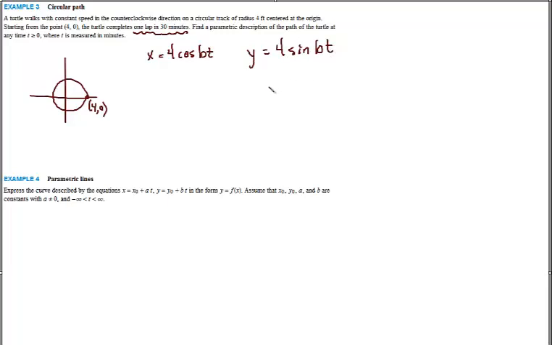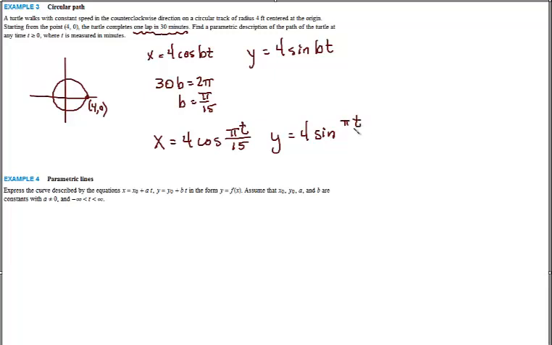Now let's note that when t is 30, here is where t starts off when t is 0, and when t is 30 we want to be back around at the beginning. So that means 30 times b must equal 2 pi. And this just yields b is pi over 15. This gives us our parametric equations: x equals 4 cosine of pi t over 15, and y equals 4 sine of pi t over 15.